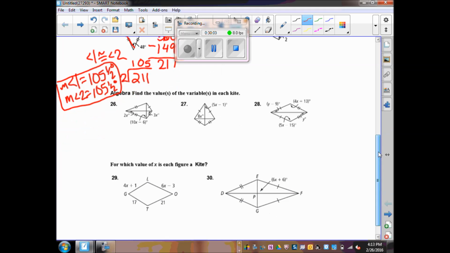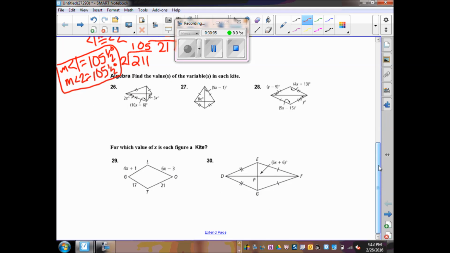Remember, your homework is worksheet 5, both the front and the back side of it, working with the trapezoids and kites. And then next class, we will go over this and review for your test.